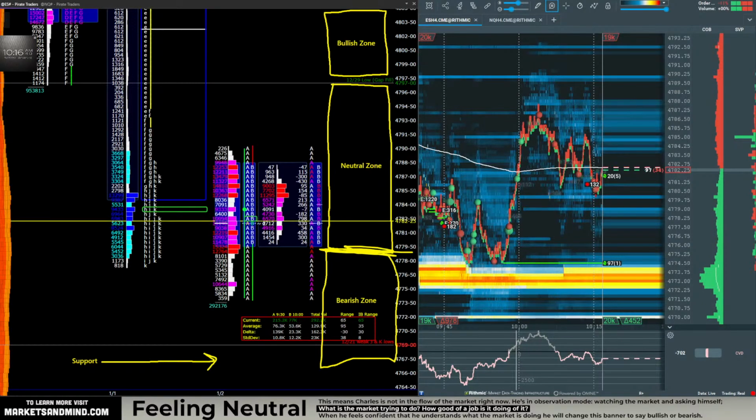Screwball says gap and chop as usual. Good call. Gap and chop is the new norm.